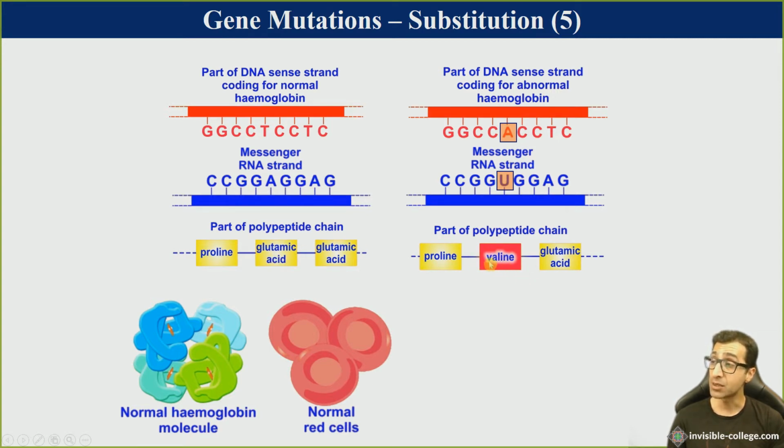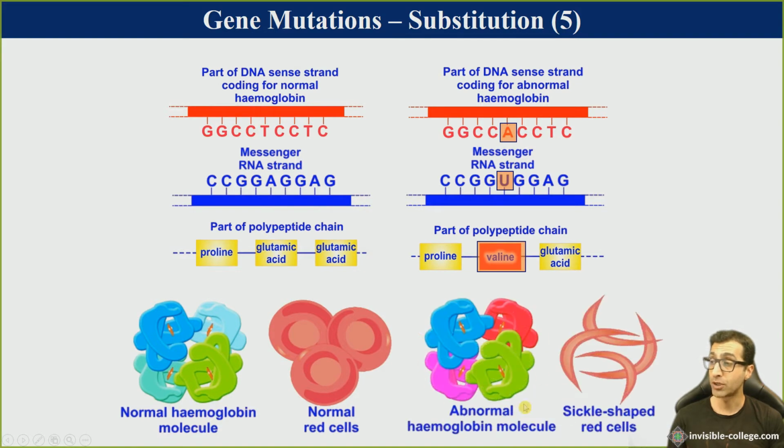Now this single change of this single amino acid in the primary structure is responsible for a rather drastic change in the normal hemoglobin molecule's structure, and this in turn causes a drastic shape change in the red blood cells, which leads to this sickle-shaped red blood cell here, which is characteristic of the condition that we call sickle cell anemia.